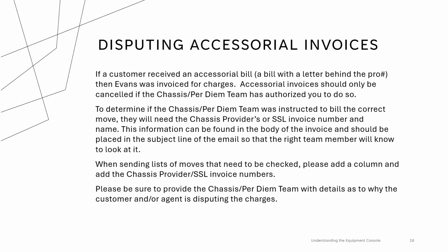When sending a list of moves that need to be checked, please add a column and add the chassis provider or steamship line invoice numbers. Also, be sure to provide the chassis team and or the per diem team with details as to why the customer and or the agent is disputing the charges. Please just don't send an email that says chassis denied. They want to know why the customer is denying the chassis we billed directly. Are we billing the wrong container? Do the charges not belong to that customer? Have they already paid them? Please provide as much information in your initial email for quick resolution.